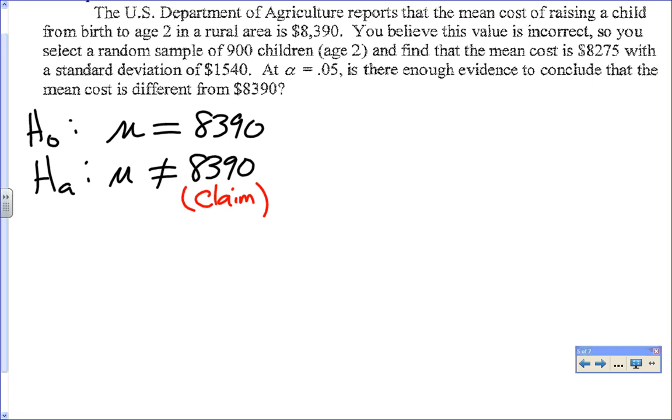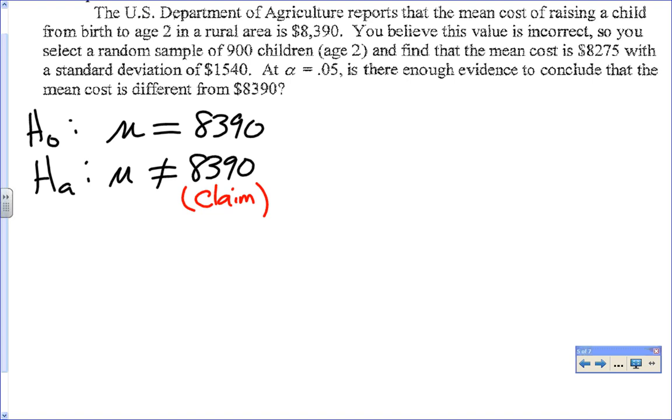Okay. So will I be able to reject the claim in this problem? No matter what happens, will I be able to reject the claim? Nope. Can I support the claim in this problem? Yep, that's all I can do. Right? So now we have to figure out, well, what did we do last time?